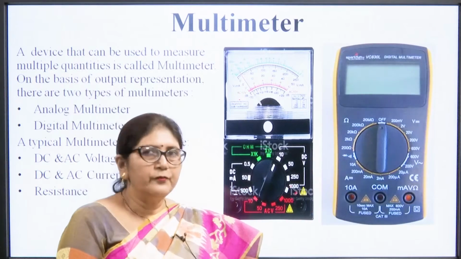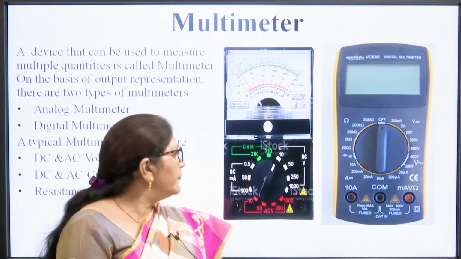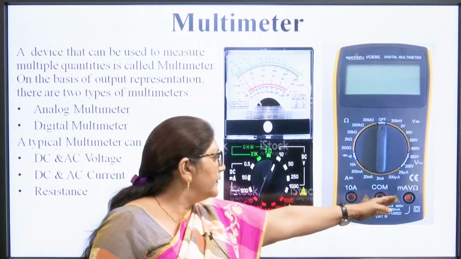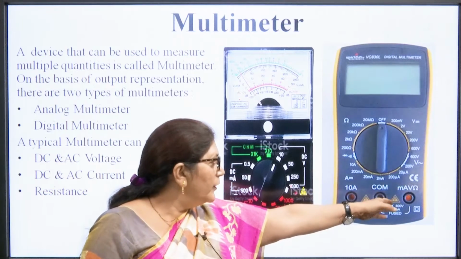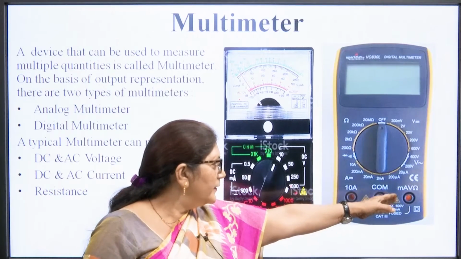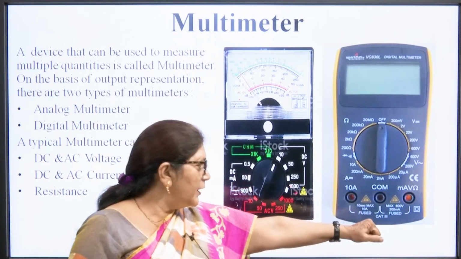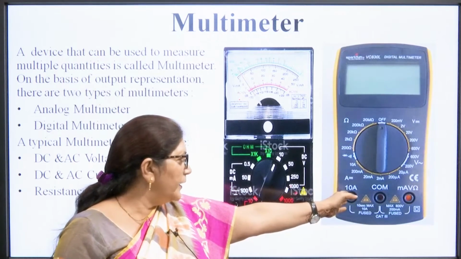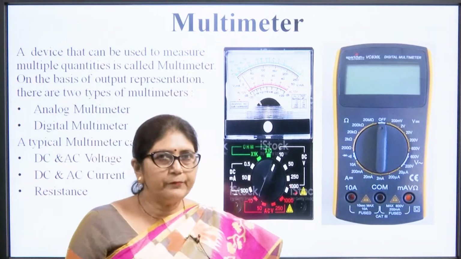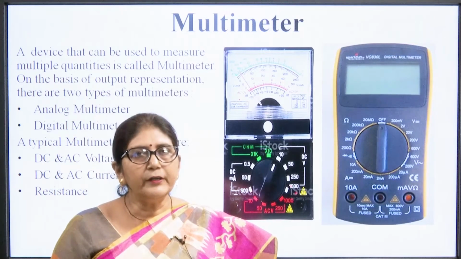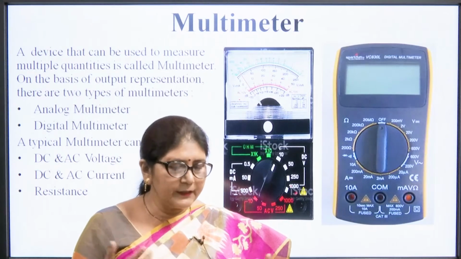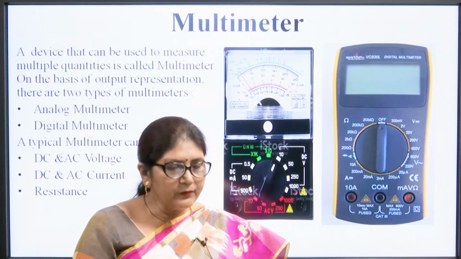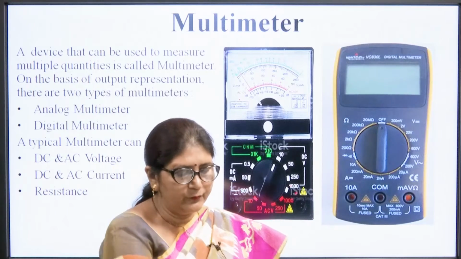So, we have the digital instrument. In the digital instrument we can again see different ranges, and there is one common terminal, and then there is a terminal for milliampere range, voltage and ohm, that is, resistance we can measure. If the current is more than 1 ampere, then we will put our knob at this position. So, we can measure different values as we have already told. I have already told that AC/DC voltage, AC/DC current and resistance are the minimum requirement of a multimeter, but we can measure many more other quantities also.